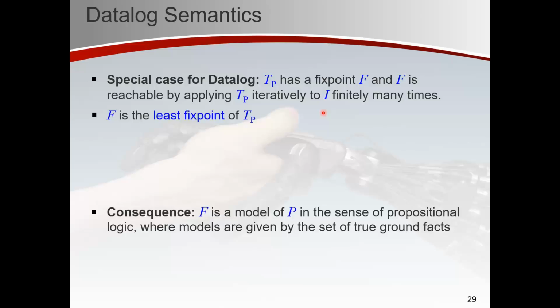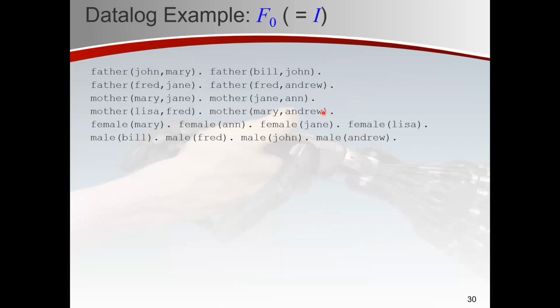And there, as you know, models are given by the set of true ground facts, so just a set of facts here. Let's look at an example. This is the database we start with. Father: John is father of Mary, Bill is father of John, Fred is father of Jane, and so on and so on and so on.